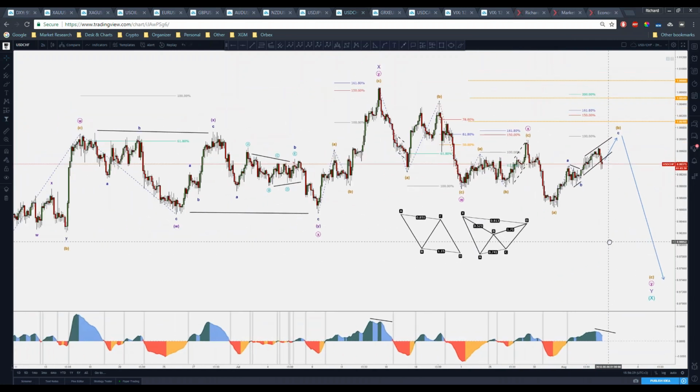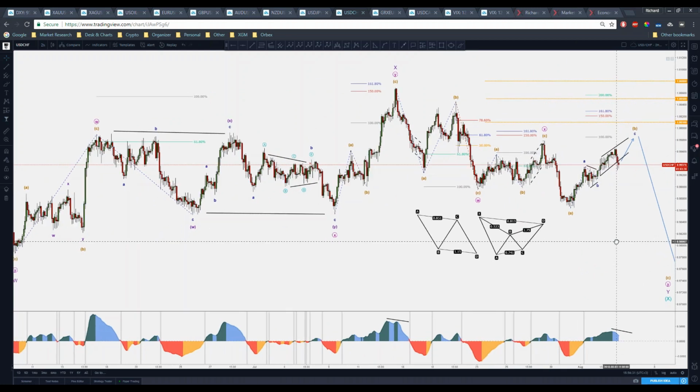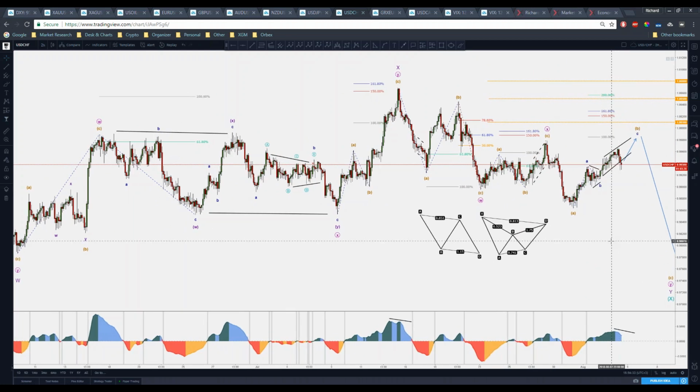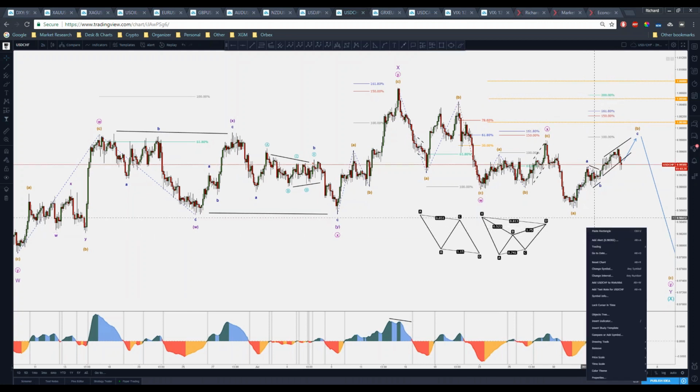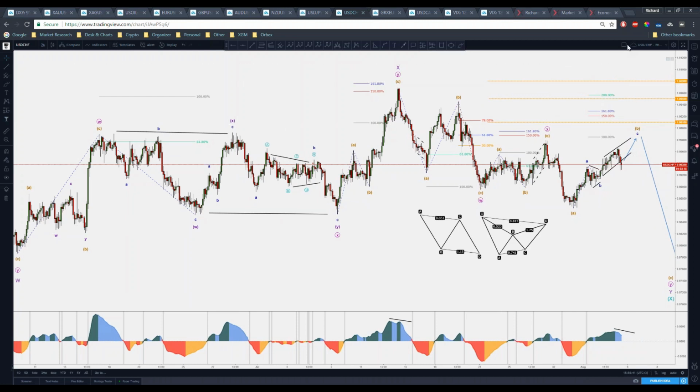The way I'm analyzing the markets mostly is not in a fundamental way. I don't really focus on fundamentals. I only focus on big events, and from a fundamental perspective, I just use fundamentals to possibly confirm my wave counts. But it's all technical.